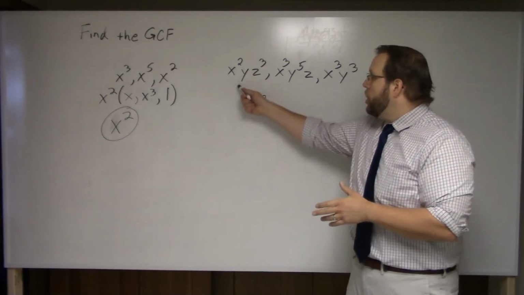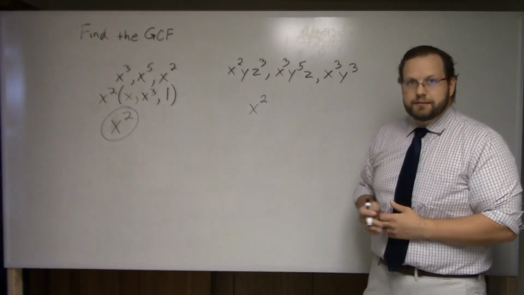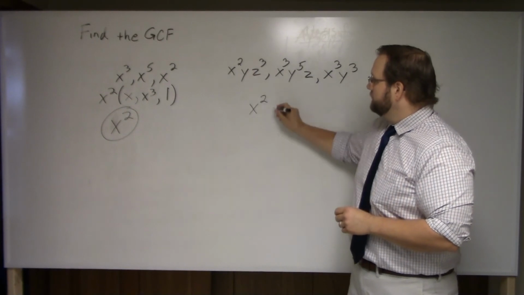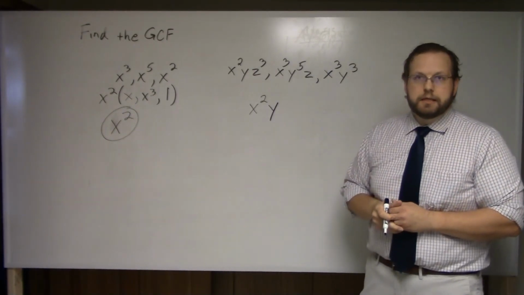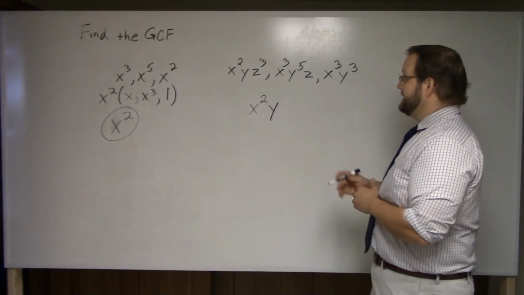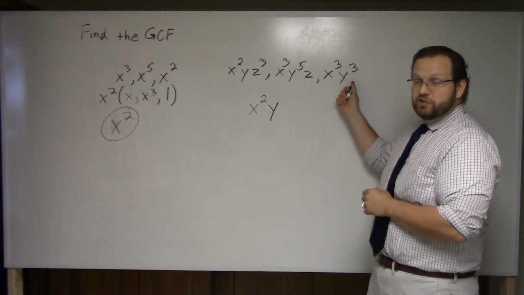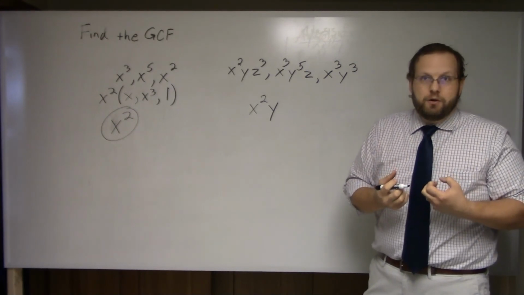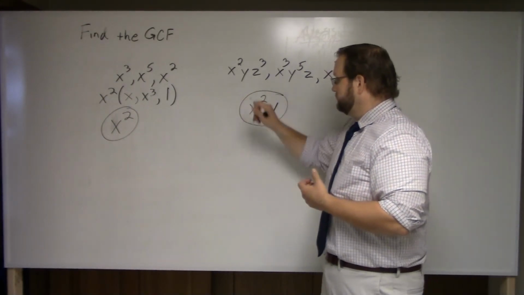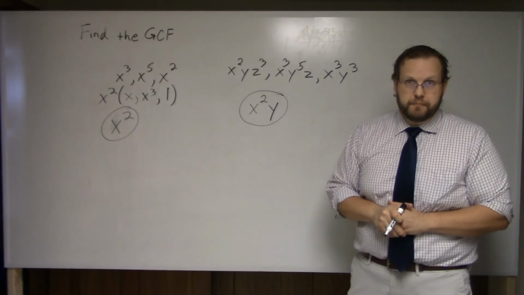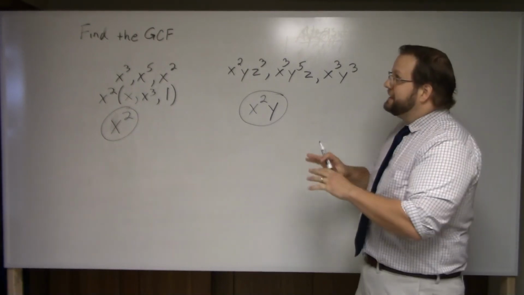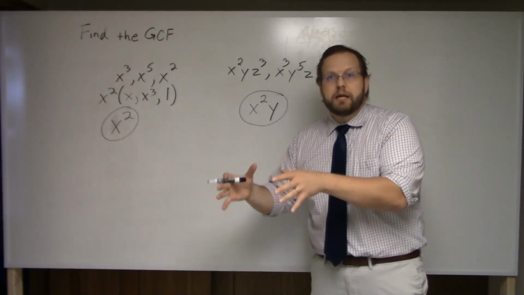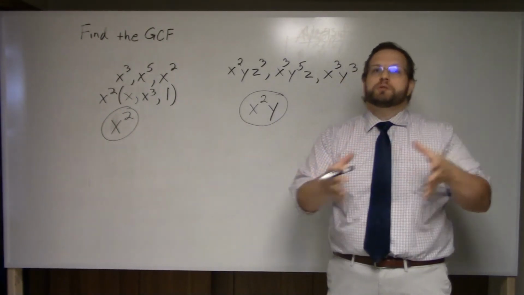How about the y's? Do they all have y's to give? Yes. The smallest exponent we see on a y is that 1. So y to the first. And then finally the z's. Now notice z's, this doesn't have a z. So if they don't all have z's to give, it can't be something common that we take out. So our GCF is simply that. Okay? Now that is it for determining what a GCF is. Now let's actually factor, meaning write as a product using a GCF.